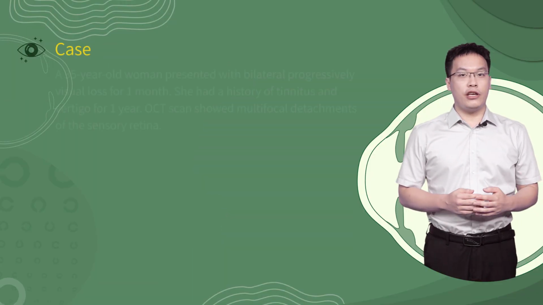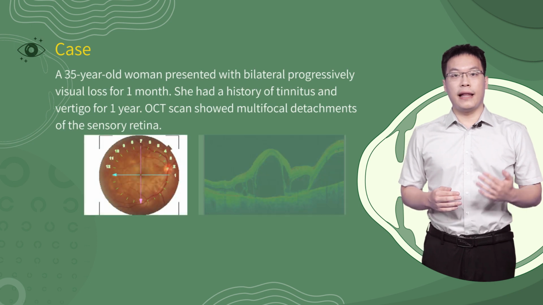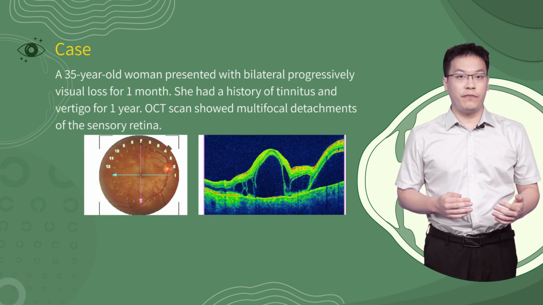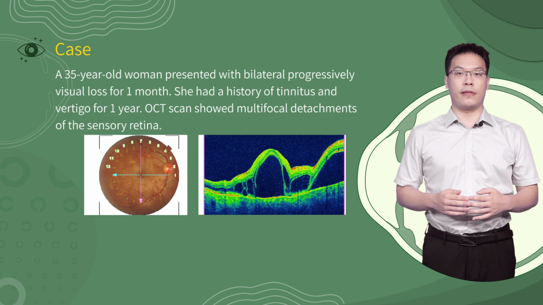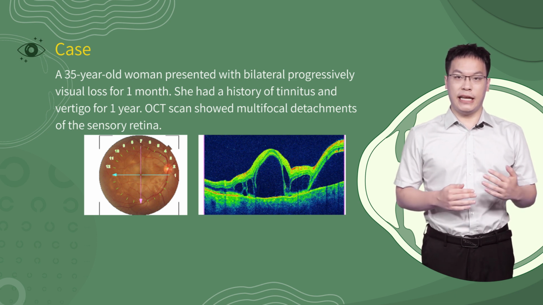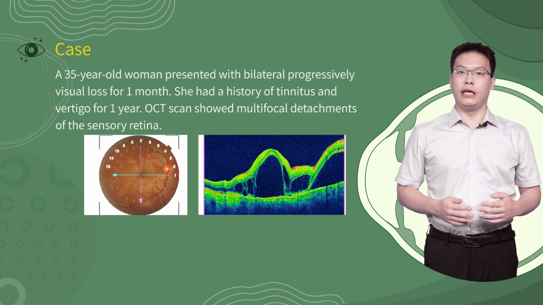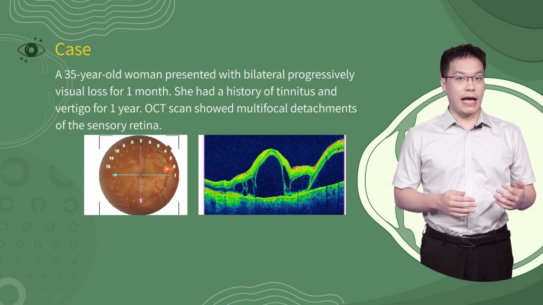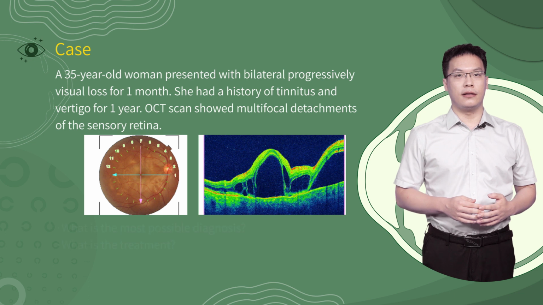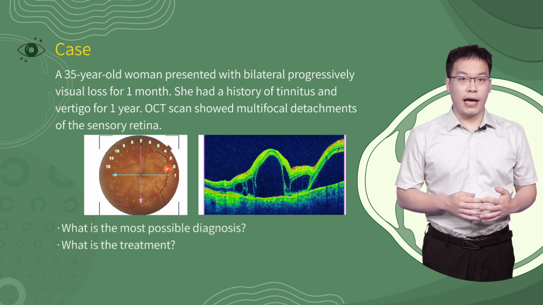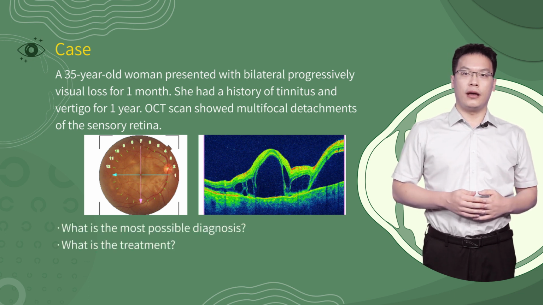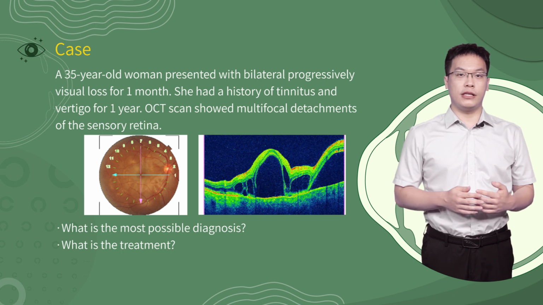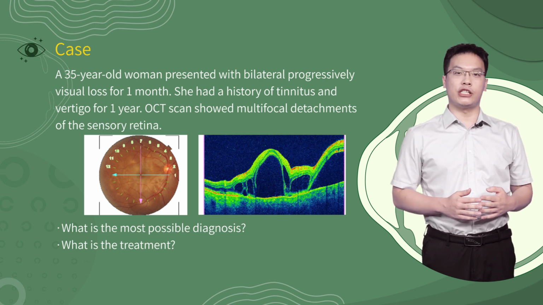A 35-year-old woman presented with bilateral progressive visual loss for 1 month. She had a history of tinnitus and vertigo for 1 year. OCT scans show a multifocal detachment of the sensory retina. What has happened to her eyes and how should we deal with it? I hope that after this course, you can perfectly answer all these questions. Now let's begin the course.